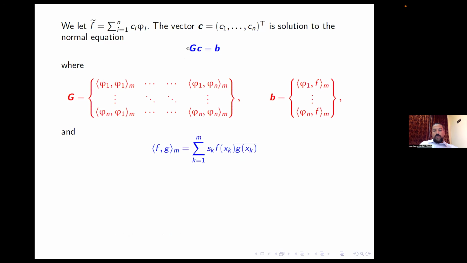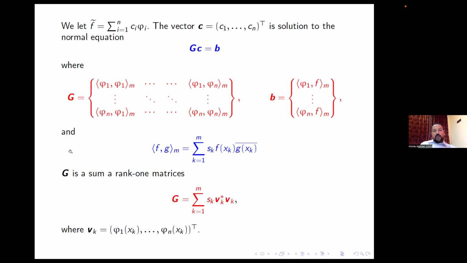So if G is non-singular, we have a C, and that gives us the coefficients of the function f tilde in the basis phi. Usually that's not what we do. Usually we have a minimization problem, and we solve it using, for example, gradient descent or stochastic gradient descent. But here I just wanted to introduce the Gramian matrix, and we'll see later how the Gramian matrix is related to the stability and accuracy of weighted least squares.